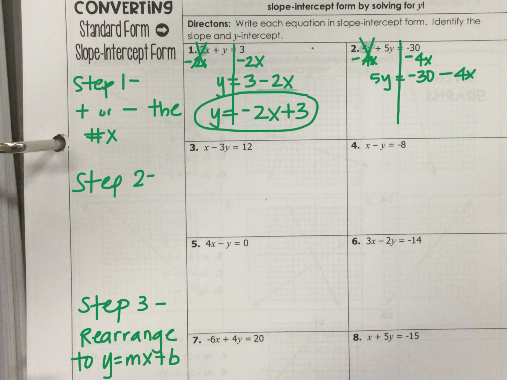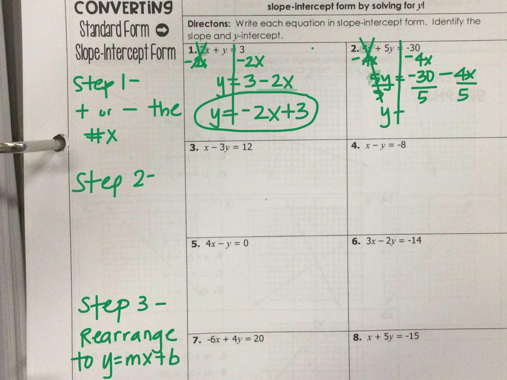Okay, now is when we have a step 2. The reason we have a step 2 is because I got this pesky 5 right here. The y is not by itself, so I need to move that 5. So step 2 is to divide by the number in front of the y. So now we have all 3 steps to follow. That means I divide by 5, and that marks out. Divide by 5, divide by 5.